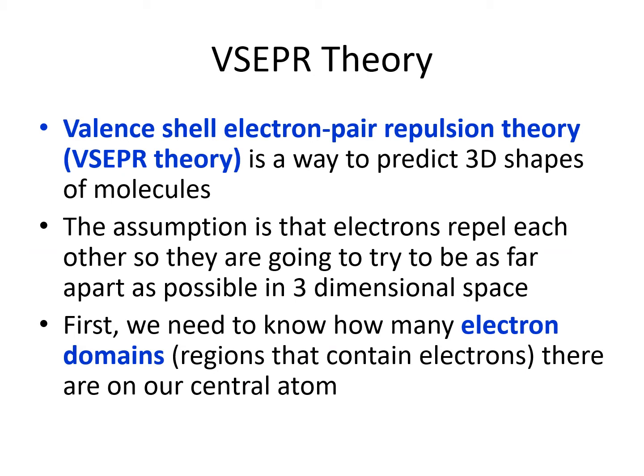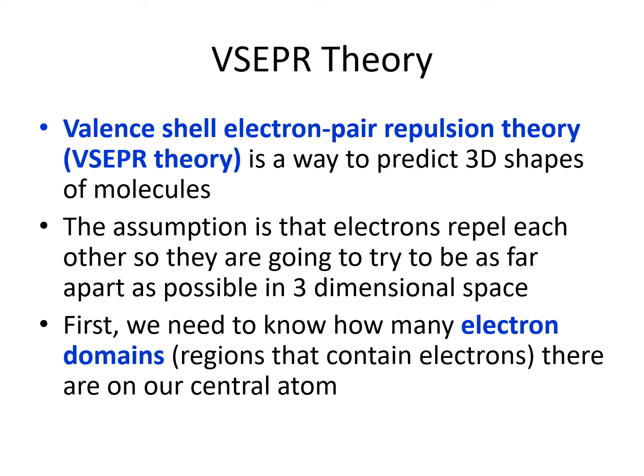To figure out the 3D shapes of molecules, we are going to use a theory called VSEPR Theory, which stands for Valence Shell Electron Pair Repulsion Theory. It is valence shell because we are dealing with valence electrons. Electron pair repulsion refers to the fact that electrons want to get as far away from each other as possible. Remember, like repels like. That push from the electrons to get as far apart as possible makes the 3D shape of the molecule.